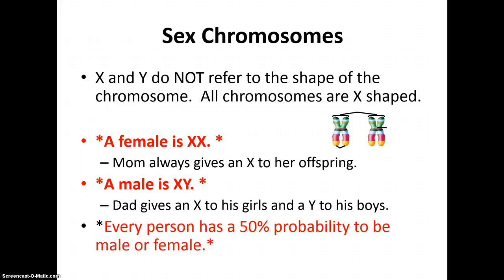Sex chromosomes X and Y do not refer to the shape of the chromosome. All chromosomes are X-shaped. Female is XX. Mom always gives an X to her offspring, because that's all she has. Male is XY. Dad is going to give an X to his girls and a Y to his boys. Everybody has a 50% probability of being male or female. That's why they say the father determines the sex of the child.